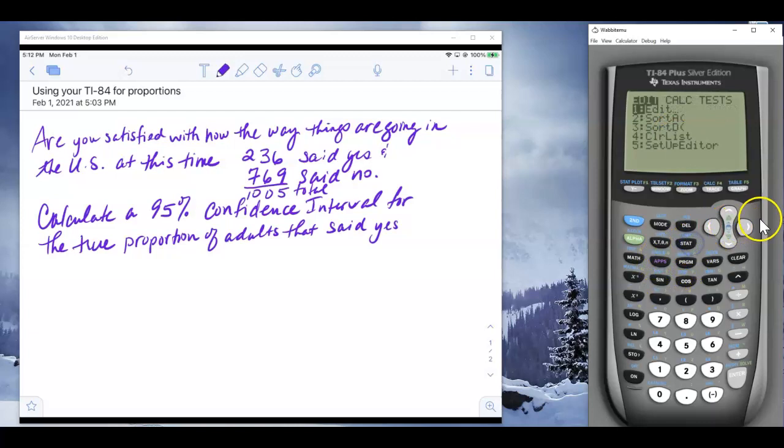One other thing that we can do is if I go over to Tests, and again, I run a 1 proportion interval. Nope, that's it. That's the only way to do it. All right, that's it.